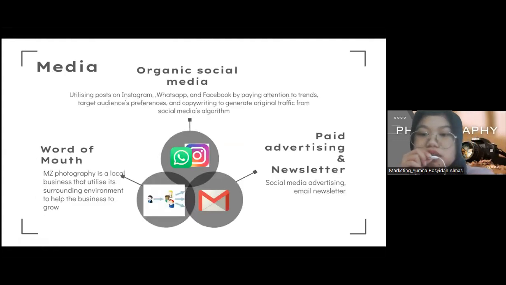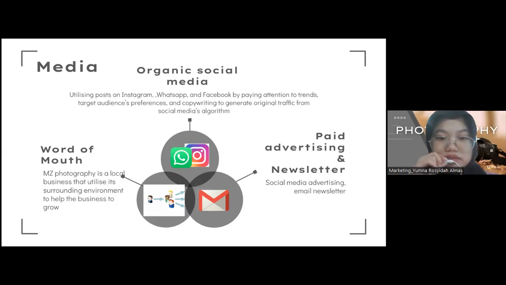Okay, so the next one is paid advertising and newsletter. So we will have paid advertising on Instagram and Facebook to reach a wider audience, and we can control the age range for this paid advertising, and also we can control which kind of audience we want, locally in Surakarta, or globally, or nationally. It is up to our business. And then the budget is approximately 500,000 per month. So it is worth trying to reach a wider audience.